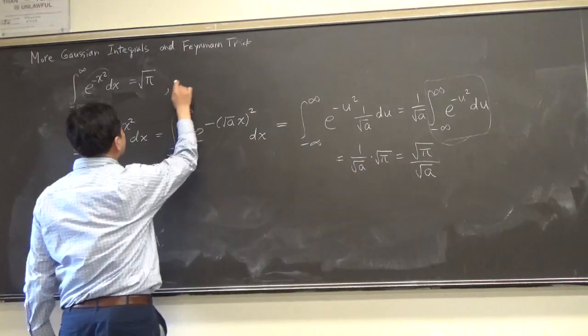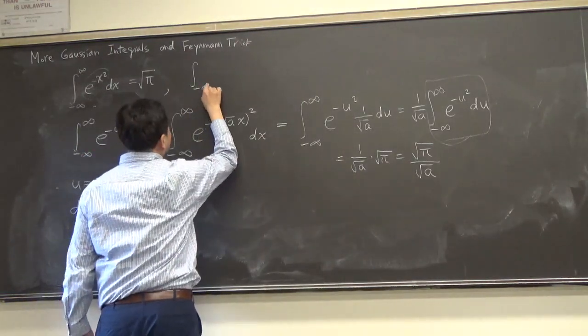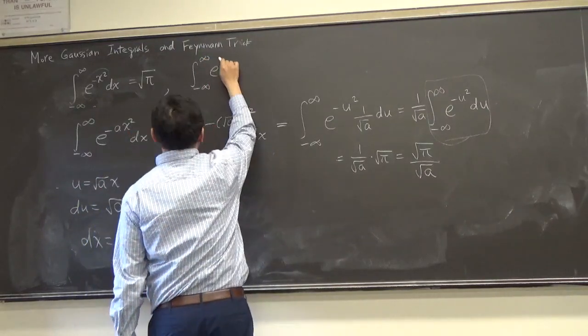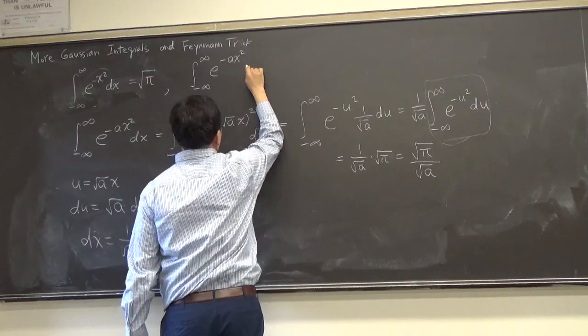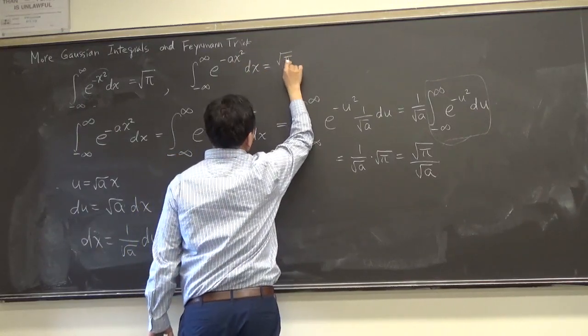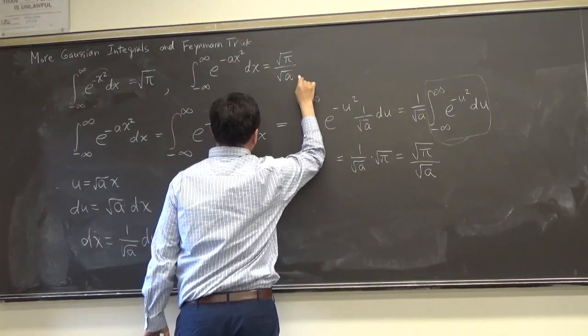So let me write over here: the integral of e to the negative ax squared dx is equal to square root of pi over square root of a.